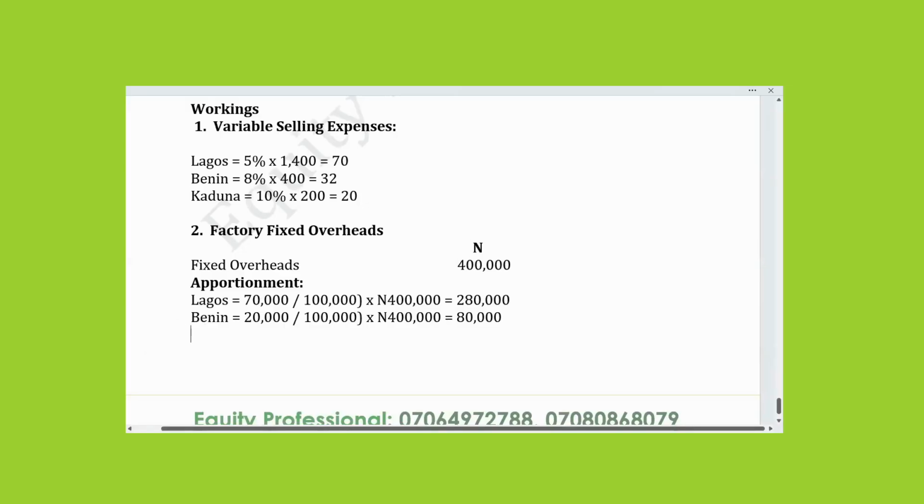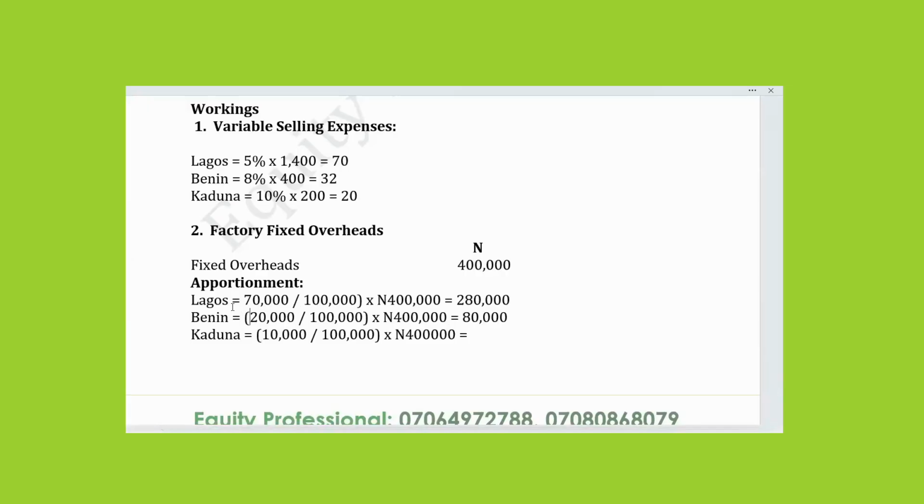All right. So for Kaduna, 10,000 units will be manufactured and sold out of 100,000. Then multiply by 400,000. So what do we have there? 40,000. So that's that.